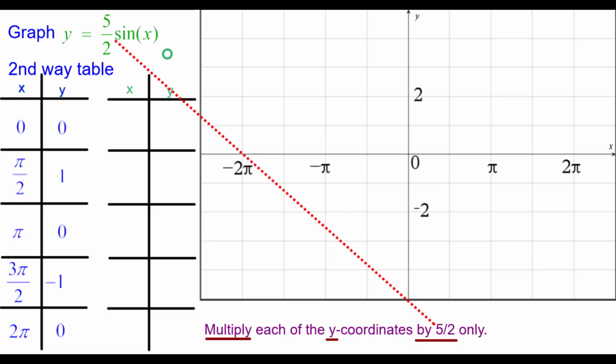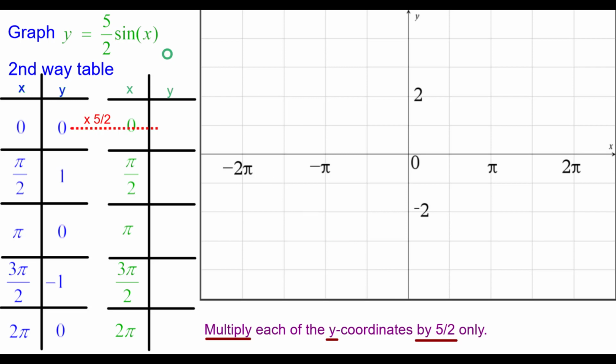And our parameter, again, is multiply each of the y coordinates by 5 halves, and that's the only one. So the x coordinates are not affected, so the x coordinates will remain the same. So we'll start with 0 times 5 halves, and that is 0. So 0, 0 is on our graph. 1 times 5 halves is 5 halves. So over pi over 2, up 2.5.